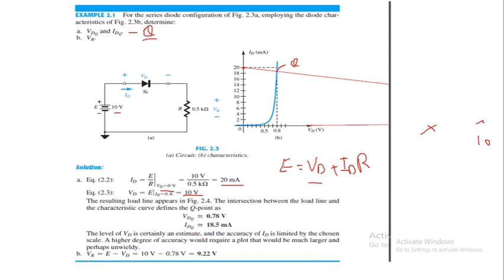Now for part B, we need to find VR, that is the voltage dropped at this resistor R. So VR is equal to E minus VD. We can find this equation from the KVL equation. That means 10 minus VDQ, we should put VDQ instead of VD. 10 minus 0.78 is equal to 9.22 volt. This shows that out of this 10 volt, 0.78 volt will be dropped across this diode, and the remaining 9.22 volt will be dropped across this resistor.